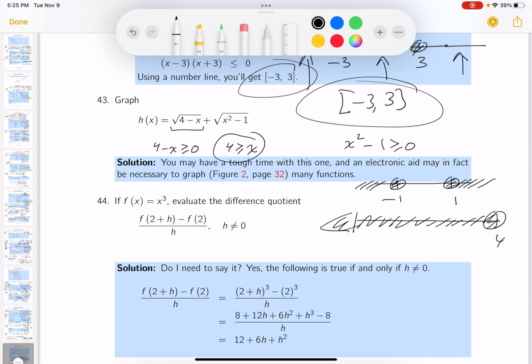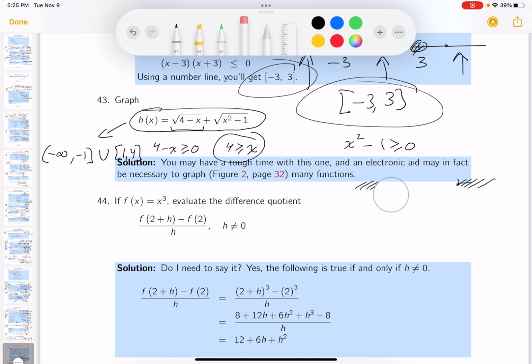So what do I know? I know the picture here goes from minus infinity up to minus 1, union 1 to 4. And what I'm going to do is start to try to draw a picture of it. I'm not going to say I'm going to do a great job of it, but we're not looking for great jobs. We're looking for some reasonable job.